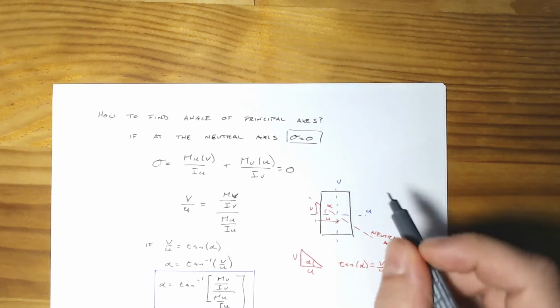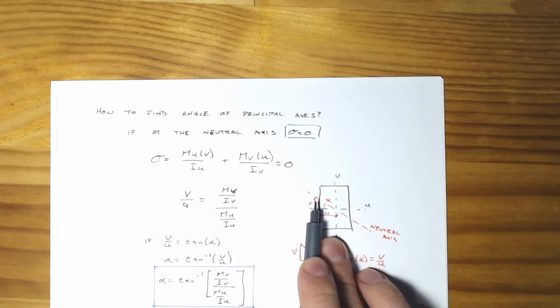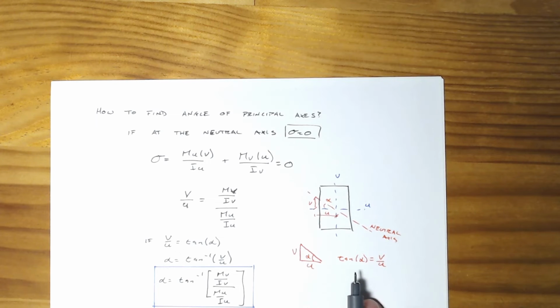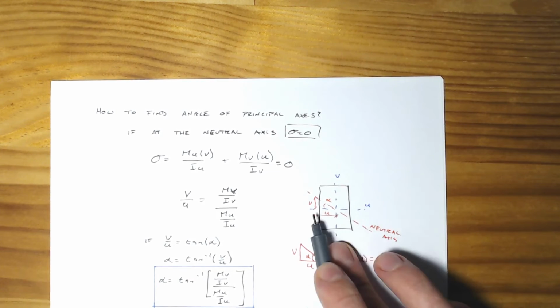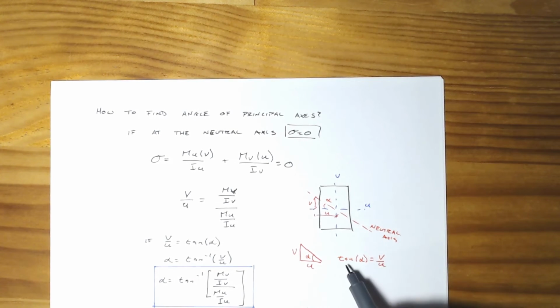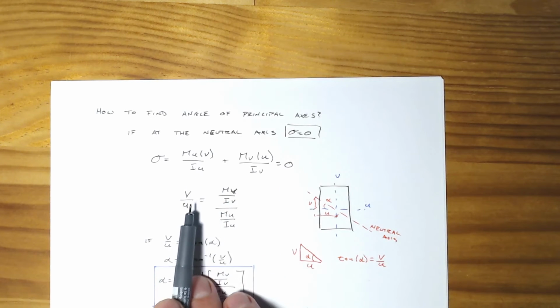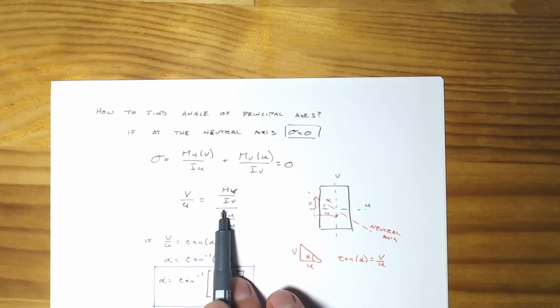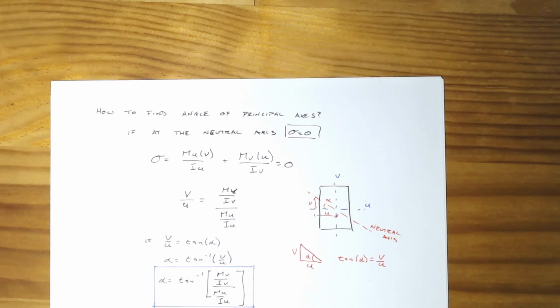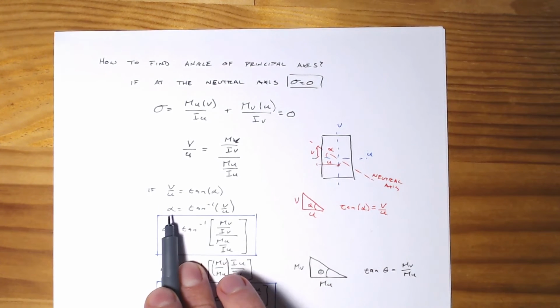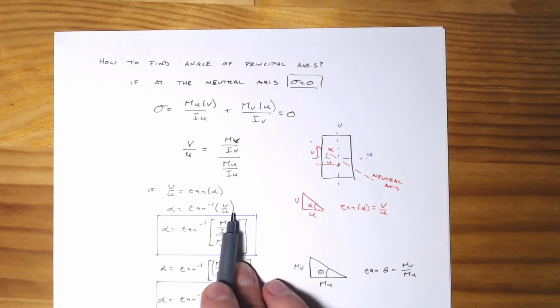So if we want to know the angle of this, well, it's really going to be some rise v over some horizontal run u. And we could set this as a little triangle. And we know that the angle alpha that the neutral axis is sitting relative to our principal axis u is simply going to be, the tangent of alpha is going to be v over u. So we've got a v, we've got a u, we're setting this equal to 0. Let's do some rearranging. So v over u equals Mv over Iv, Mu over Iu. And so if the tangent of alpha is v over u, we know that the value of alpha is going to be arctangent of v over u.